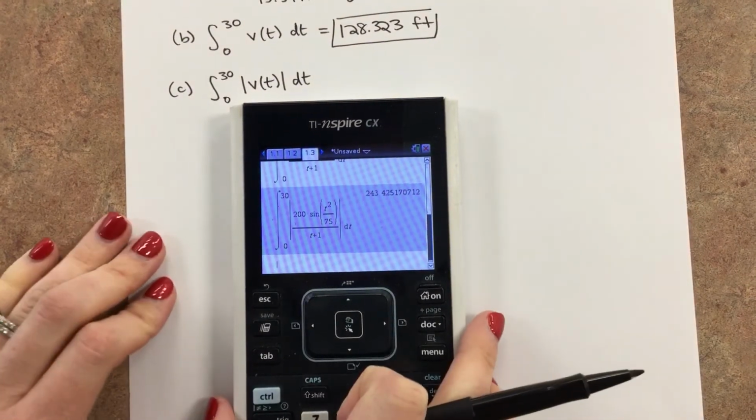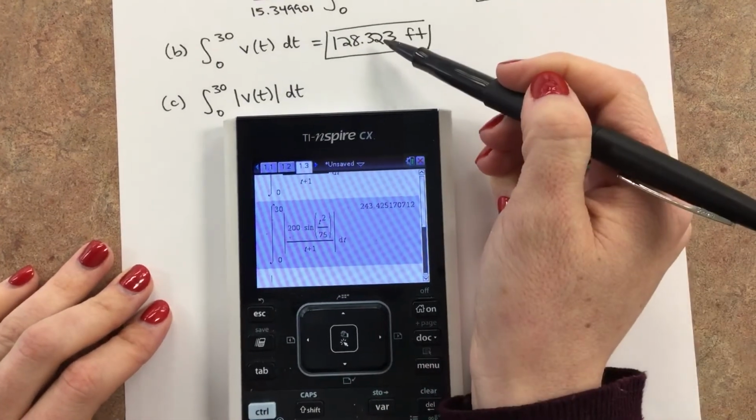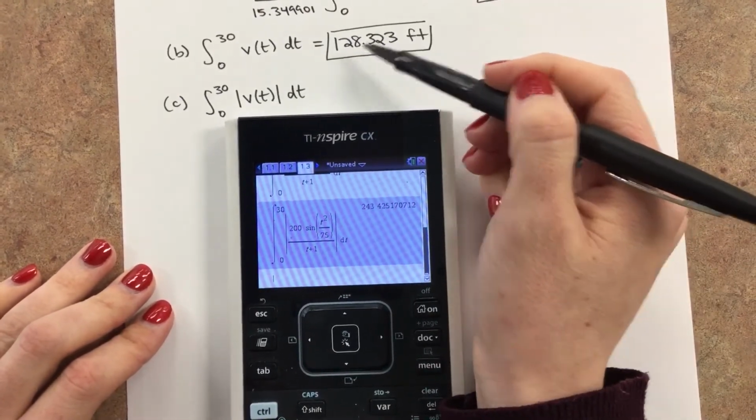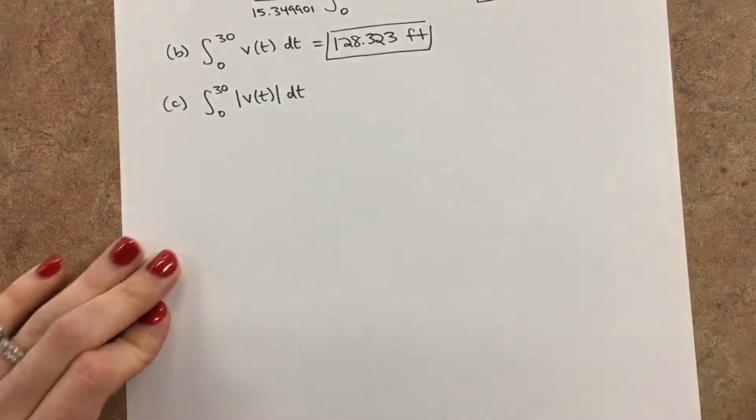So there we go, we get 243. So that means that his direction was changing as he was going. This is how much he moved from beginning to end, like how different his position was. This is how far he actually traveled. So 243.425.